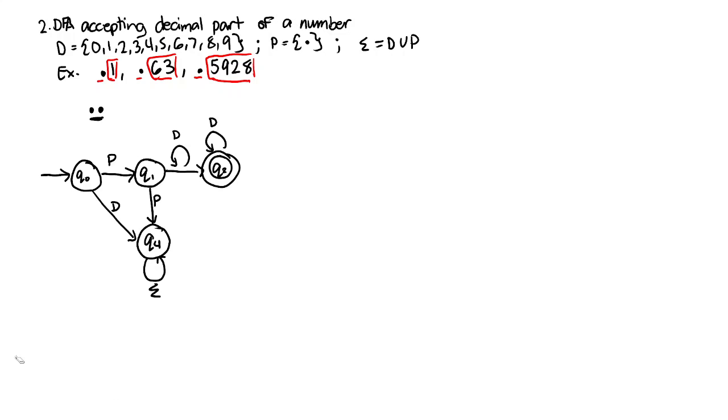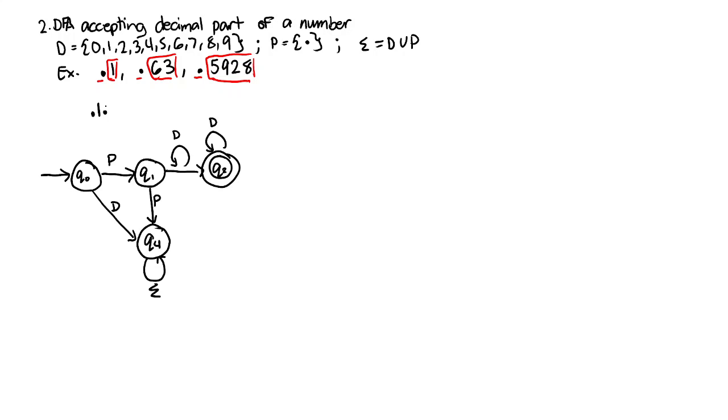Next. Okay, so what if we are in Q2? If we are in Q2, the example string, this point 1 is tricky, right? Okay, point 1. But if you can notice, there is no transition for P, only D. There is no transition for P. So what if the input string is point 1 point?